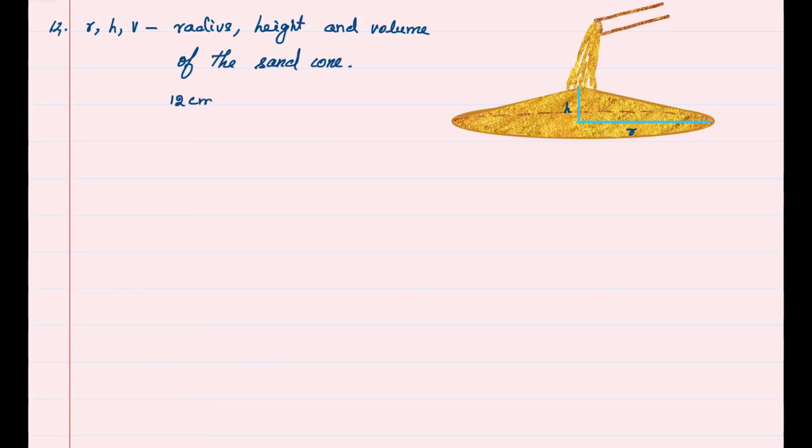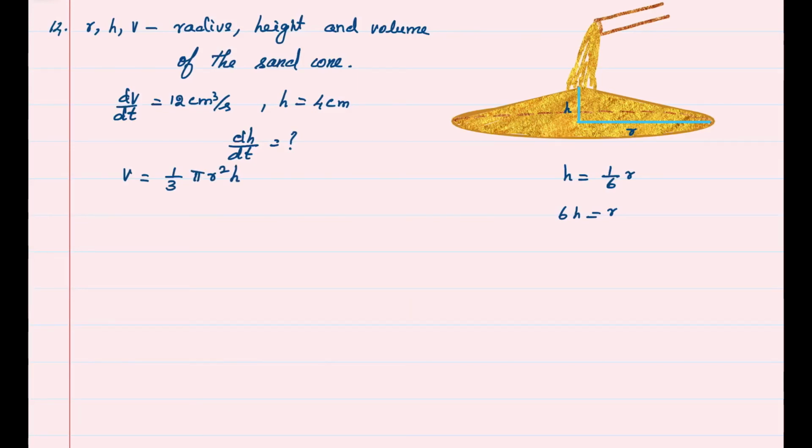12 centimeter cube per second is dV by dt. We can make out from the unit. Centimeter cube is volume unit and height is given as 4 centimeters. We have to find dh by dt. And it is given that h is 1/6 of r. Therefore, r will be 6 times h. Volume of the cone formula is 1 by 3 pi r square h. h is given, we need dh by dt, but r is not given and dr by dt is also not given. So, let us eliminate r from this.